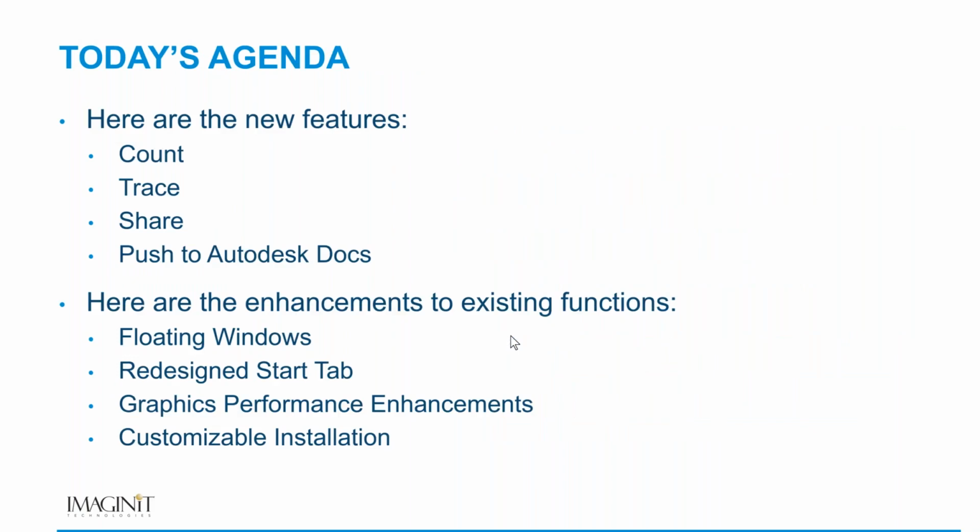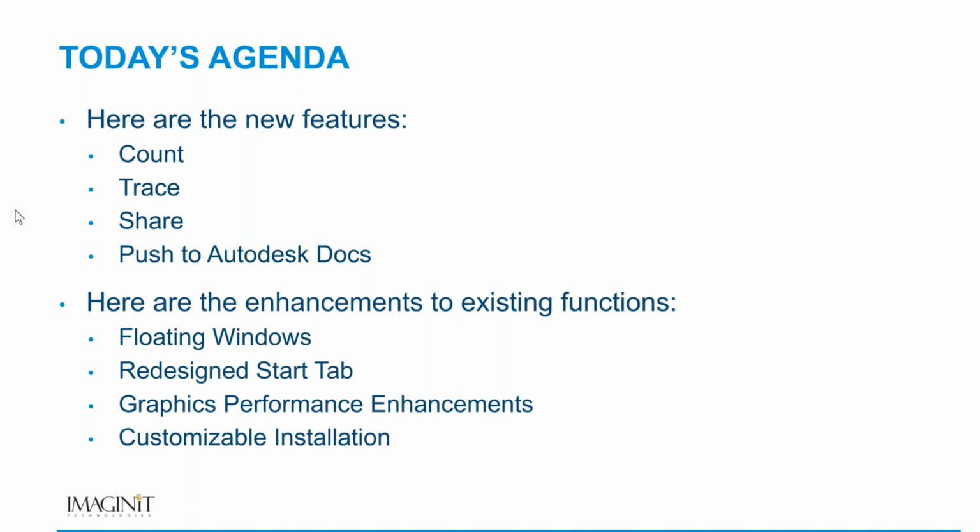So what we're going to talk about today, here's our agenda. We're going to be covering the new features. The new features that are included in AutoCAD 2022 are the count feature, the trace feature, the share feature, and the push to Autodesk docs feature.